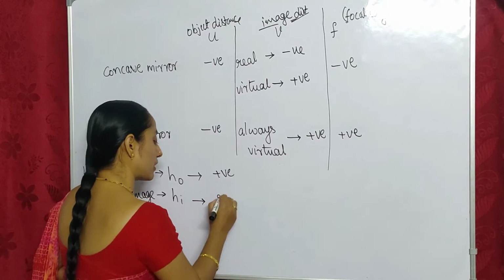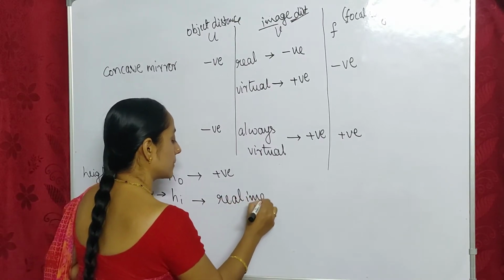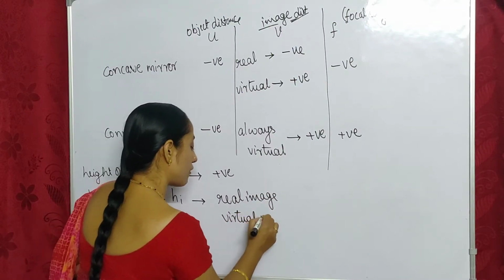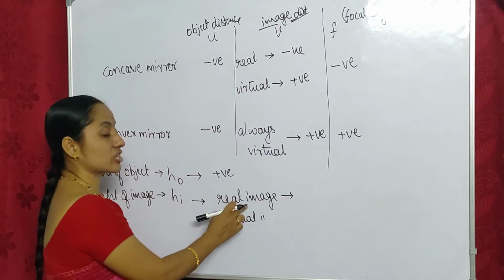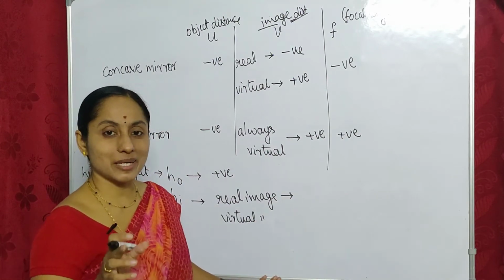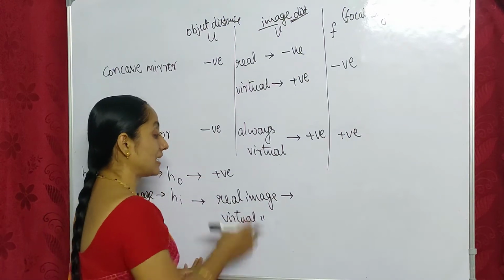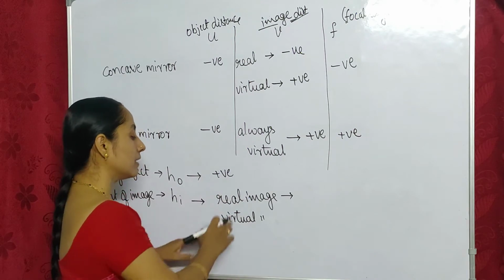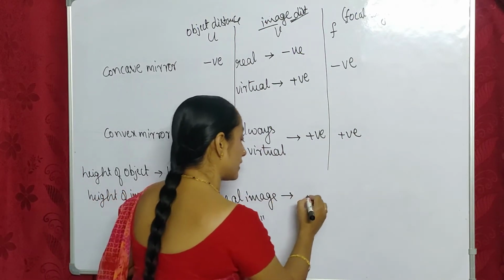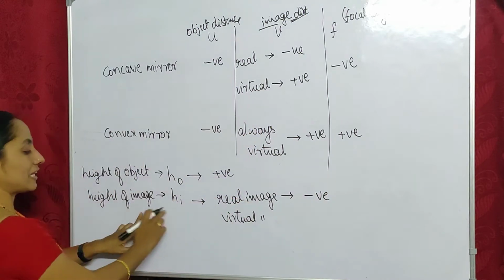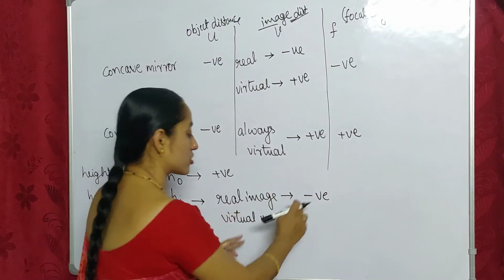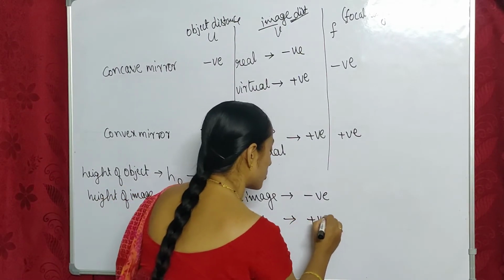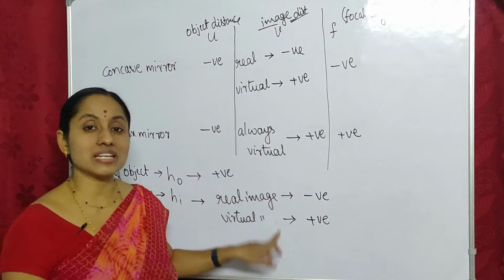Next, coming to image. Again, images are two types. One is real image and the other one is virtual image. Real images are always inverted. In case of real object, so we consider only real objects, no conditions applied here. So real images are inverted, so height of the image in case of real image is negative, and height of the image in case of virtual is positive because virtual images are always erect.